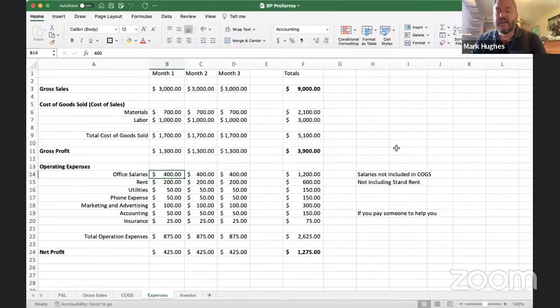This is one of the most confusing parts: are you part of the cost of goods sold, or are you part of operating expenses?